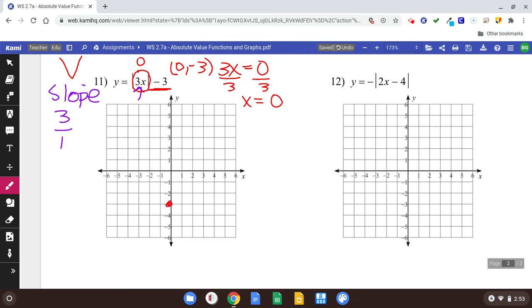And then remember how we had this slope number, this 3. We're going to go up 3 and over 1. And up 1, 2, 3 and over 1. And up 3 more and over 1. Like that. You still have a V shape, but it's just really steep. Label the vertex. And there you go.